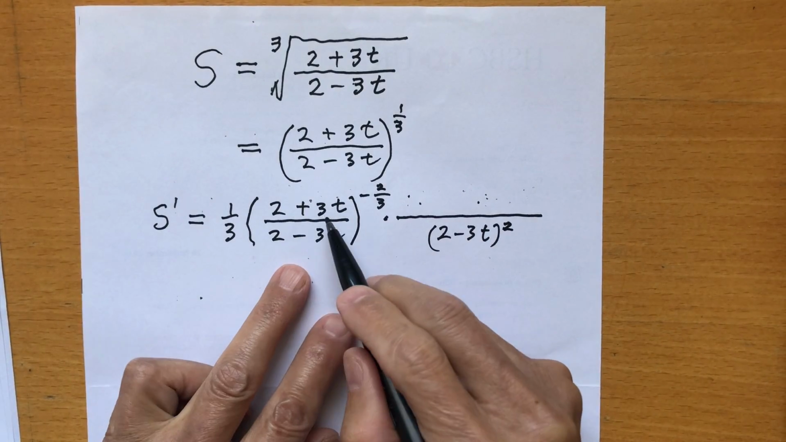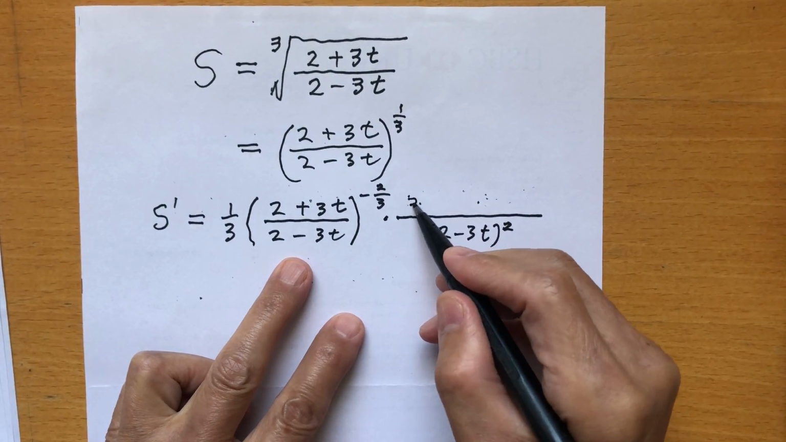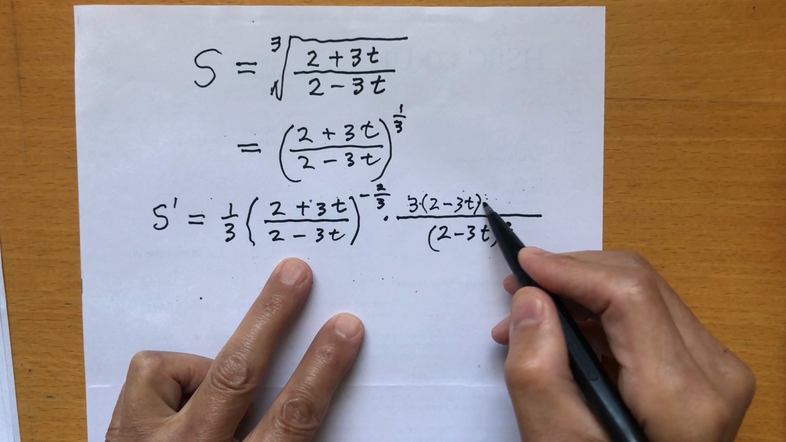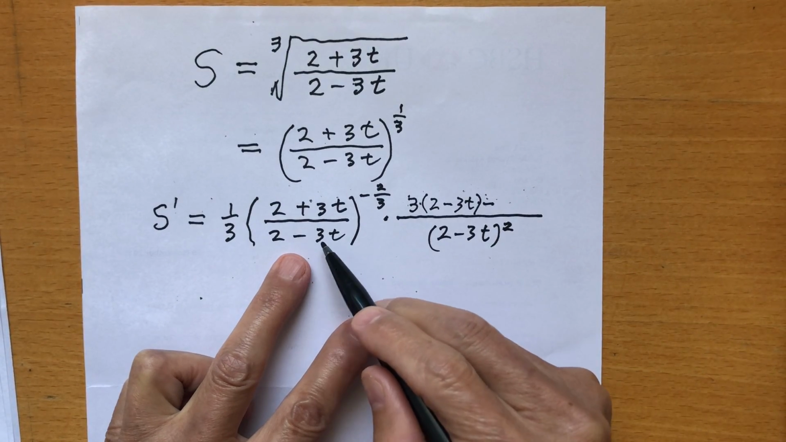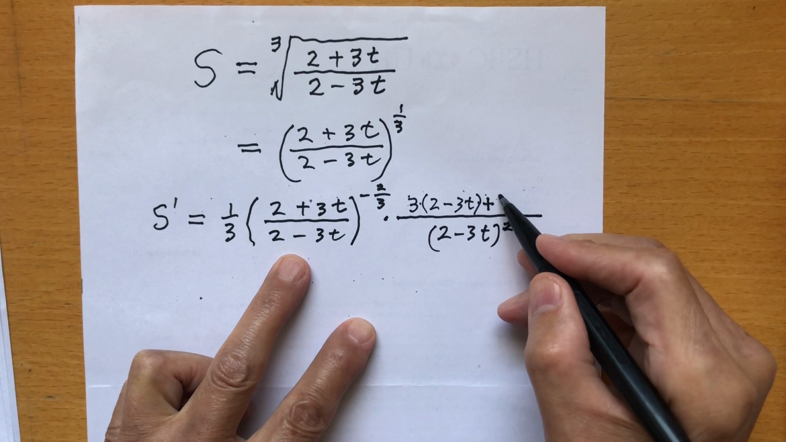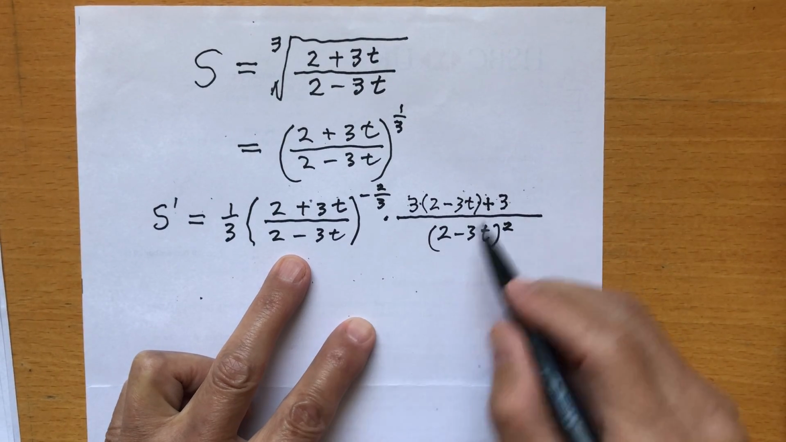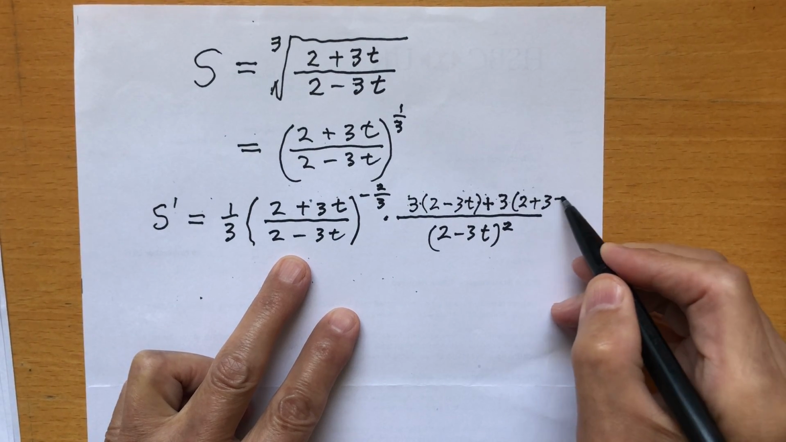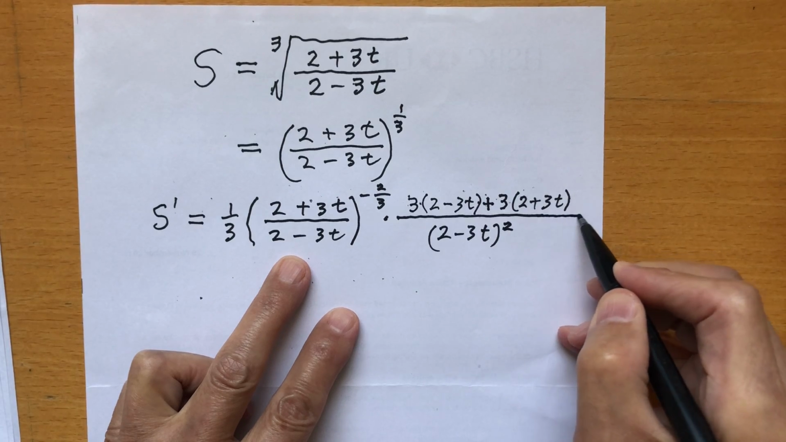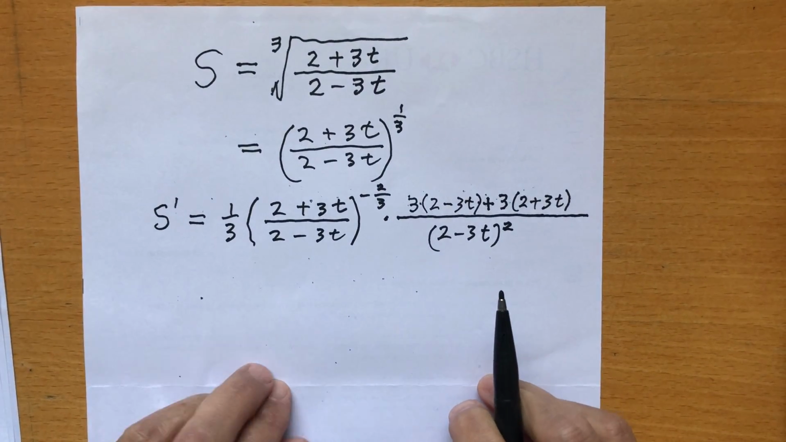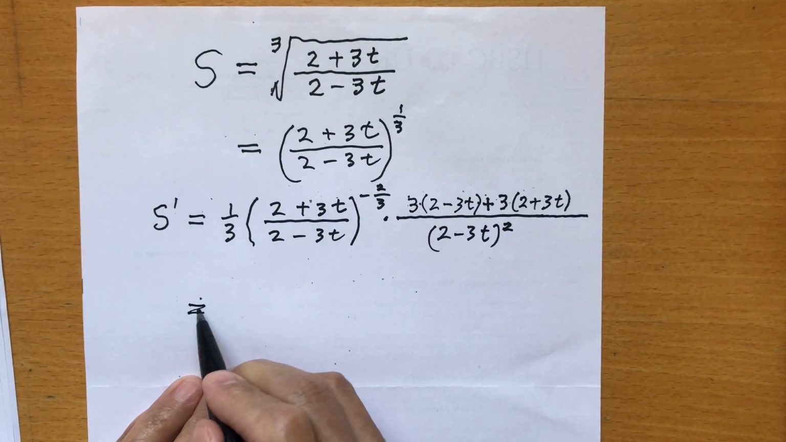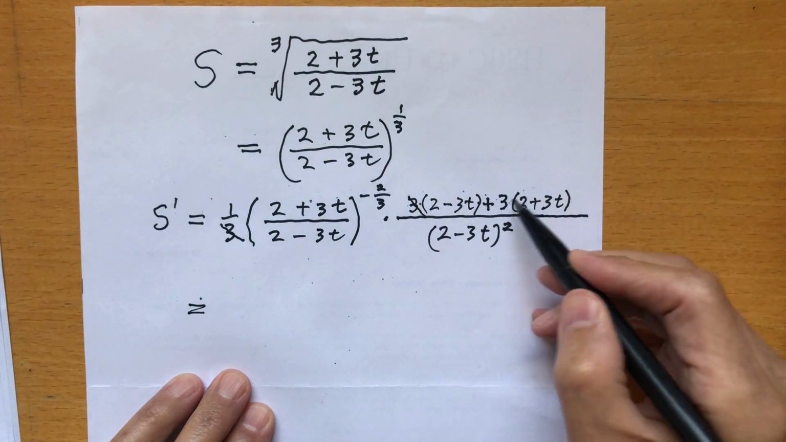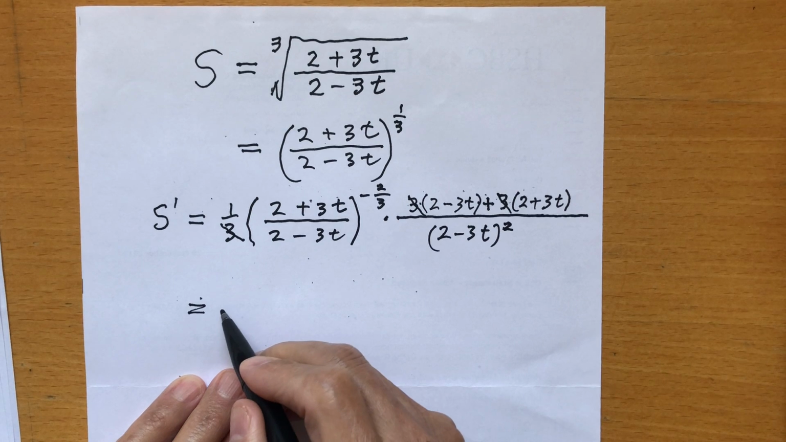Then u prime v, u prime is 3. V is this. U prime v minus v prime u. V prime is -3. Negative, negative becomes positive. Minus v prime u. Okay, equals. Look, 3 here, 3 here, 3 here, they cancel. All right.